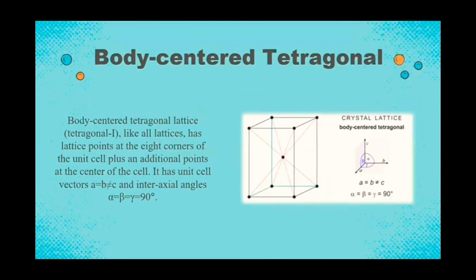Body-centered tetragonal. Body-centered tetragonal lattice, like all lattices, has lattice points at the 8 corners of the unit cell plus an additional point at the center of the cell. It has unit cell vectors A is equal to B, but is not equal to C, and interaxial angles alpha is equal to beta, which is equal to gamma, which is equal to 90 degrees. The diagram next to it is illustrating this.